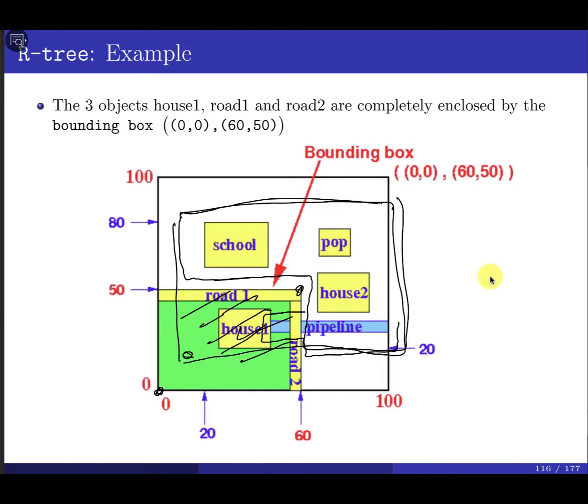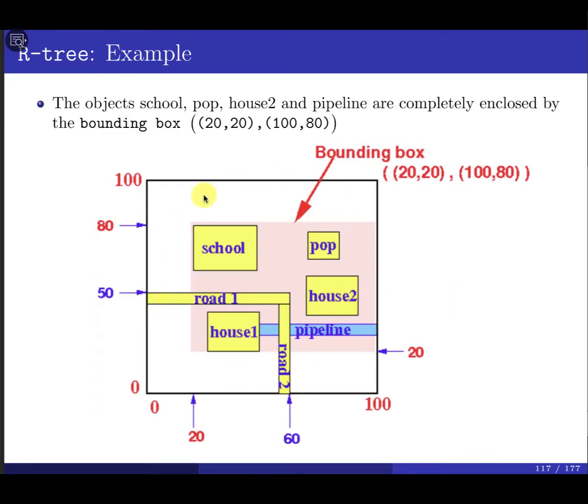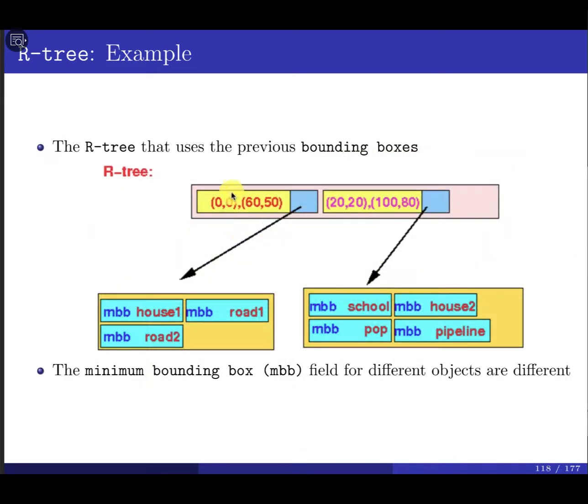But you see that the house and the road 1 and 2 belong only to bounding box 1. And the pipeline here belongs to bounding box 2. So this is the first one, and this is the second one. You see the house? Since we store this one in the first bounding box, it is not going to be stored in the second one. Only one place. So in this case, the points are 20 and 20, and you have 180. So the first bounding box is 0, 0, 60, 50, and the second one is 20, 20, 180. And this one is going to point to the next level.